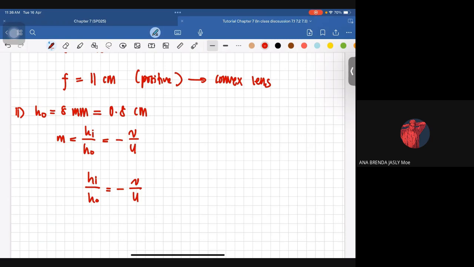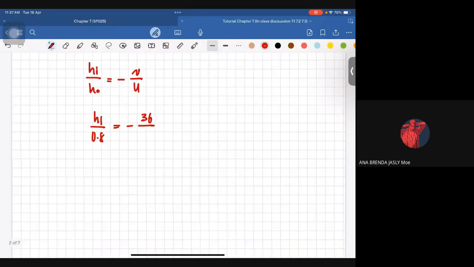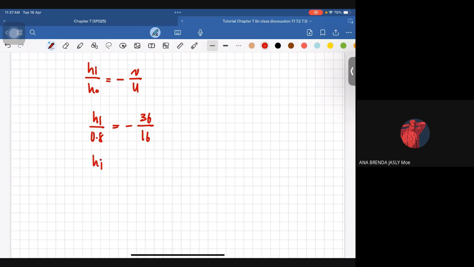Okay, boleh fahamkah yang apa saya buat sekarang ni? Okay, so sekarang ni kita just substitute lah. Okay, so height of object, this one is 0.8. So all of these units sekarang ni dalam centimeter. So make sure the final answer pun kamu tulis centimeter lah. Height of image, so kamu akan dapat, this is 36 over 16 times 0.8. So you will get 1.8 centimeter.